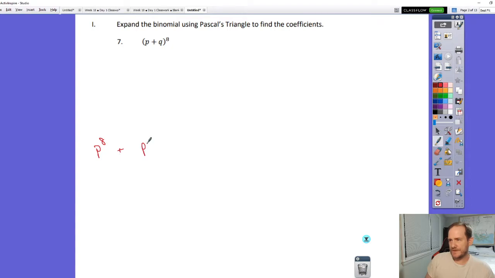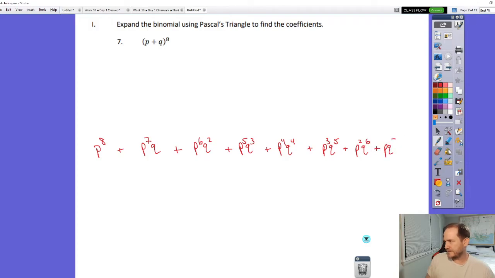Then that's going to drop down to p to the 7th, q. Then you're going to get p to the 6th, q squared. Then you're going to get p to the 5th, q cubed. Then you're going to get p to the 4th, q to the 4th. Oh God, I hate 4s on this writing tablet. That's a 4. Then you're going to get p cubed, q to the 5th, p squared, q to the 6th, p q to the 7th, and finally q to the 8th.